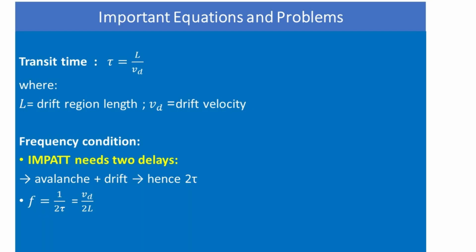This slide gives the important equations of the IMPATT diode. The transit time depends on the drift region length and the carrier drift velocity. It is written as transit time equals drift region length divided by drift velocity. The operating frequency condition depends on both delays: the avalanche delay and the drift delay. Therefore, the total effective delay is related to the operating microwave frequency. Tau equals L divided by Vd, the drift velocity.